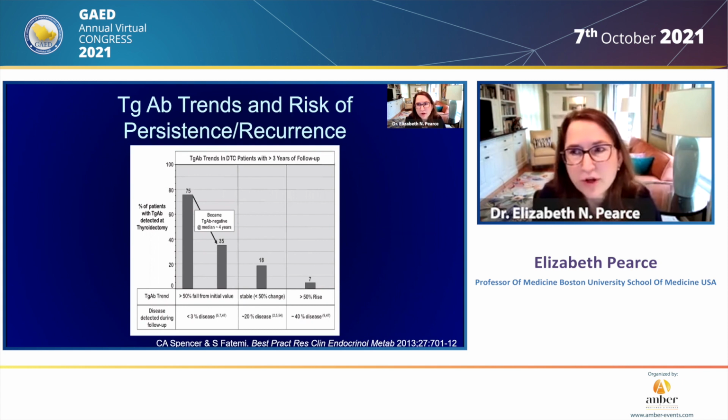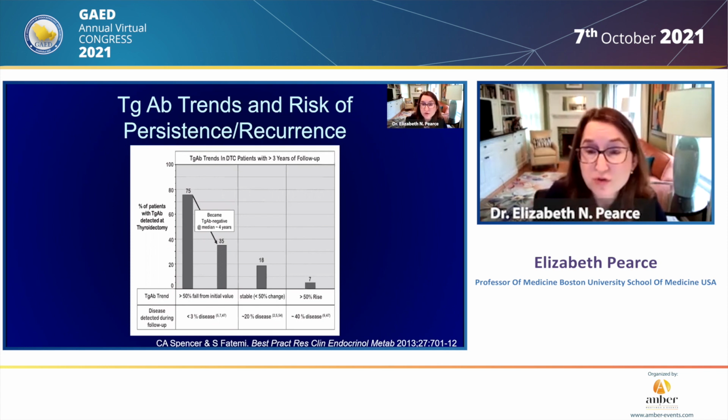And again, a figure from Carol Spencer demonstrating that in those patients who were initially thyroglobulin antibody positive, many of them will have a reduction in antibody titers. They often become antibody negative at about a median of 4 years after thyroidectomy, but a 50% decline in the thyroglobulin antibody titers will predict a very low likelihood that there will be recurrent disease detected over follow-up, whereas a rise in thyroglobulin antibody titers of at least 50% is concerning and is associated with a higher risk of about 40% of persistent or recurrent disease.